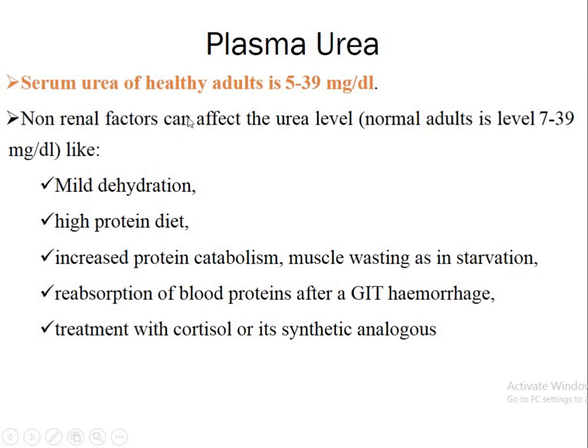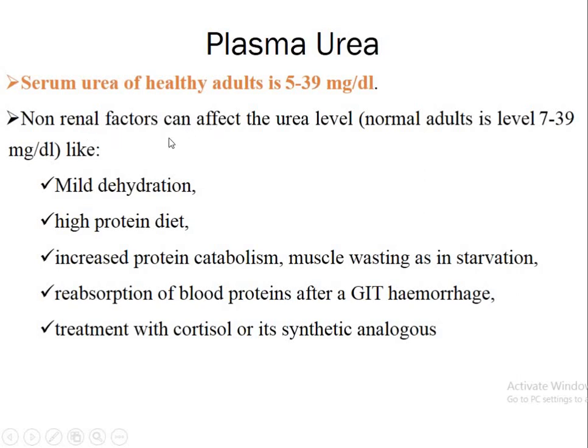The normal serum or plasma level of urea varies from 7 to 39. There is a mistake here, so you can take it as 7 to 39 milligram per deciliter. Although different books give different values, some say 15 to 40, some say 5 to 25, there is a range for this, and this range is from 7 to 39 milligram percent.